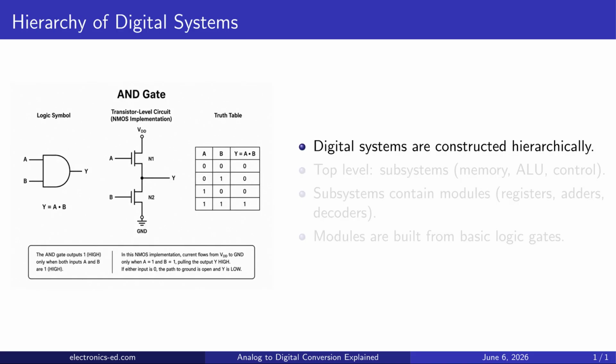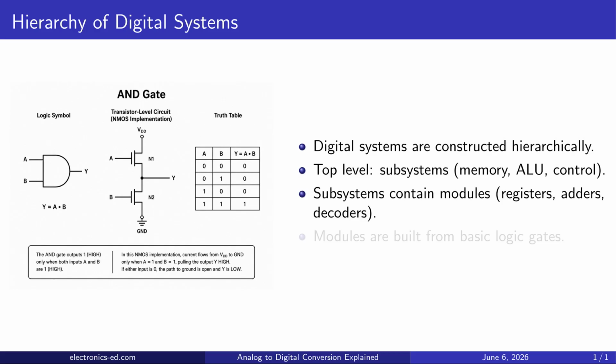Digital systems are built in a hierarchical way, from simple pieces up to complex systems. At the top level, we have subsystems like memory, the arithmetic logic unit, and control logic. Each subsystem is made up of modules such as registers, adders, and decoders. And finally, those modules are built from basic logic gates, the simplest building blocks.